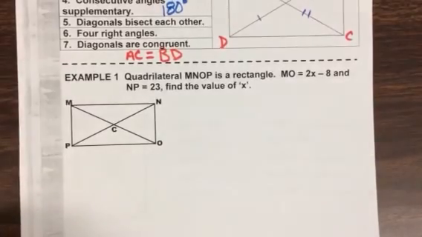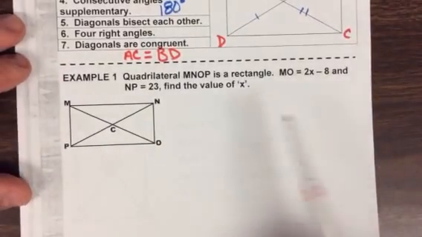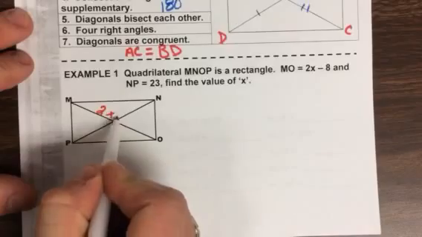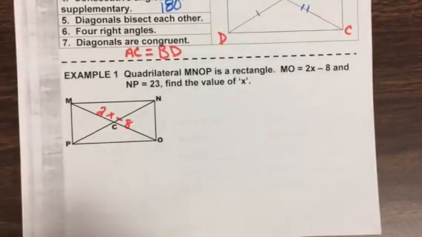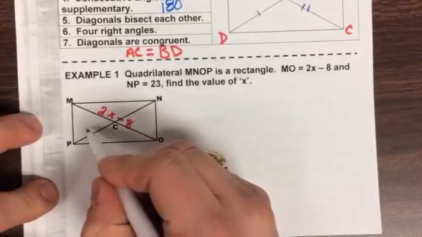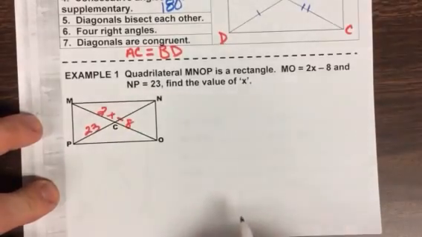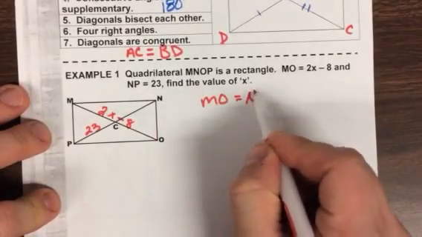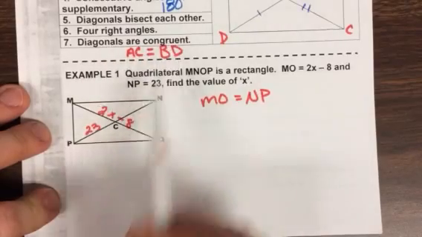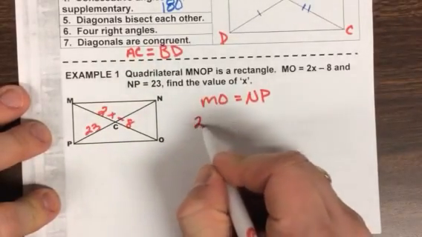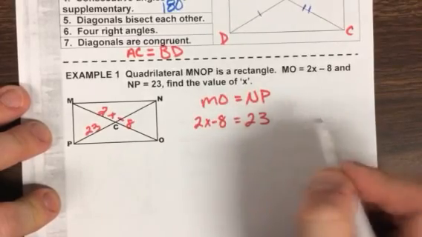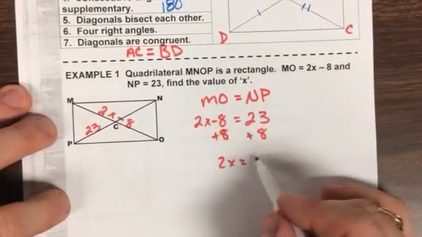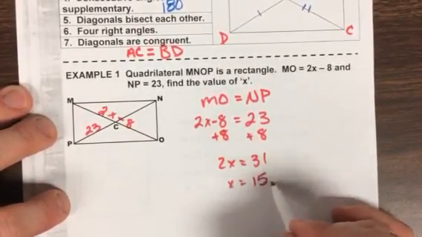Looking down at example number 1, quadrilateral MNOP is a rectangle. MO is 2x minus 8. So we'll go ahead and write 2x minus 8. And NP is 23. So I'm just going to write 23 down here, knowing that it goes all the way across. Find the value of x. This is what we just talked about. MO equals NP because the diagonals are congruent. So MO is 2x minus 8. NP is 23. Go ahead and do a little algebra. Add 8 to both sides. 2x would have to be 31, or x would be 15.5.